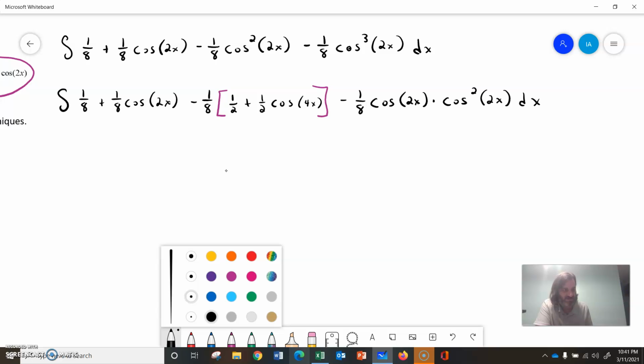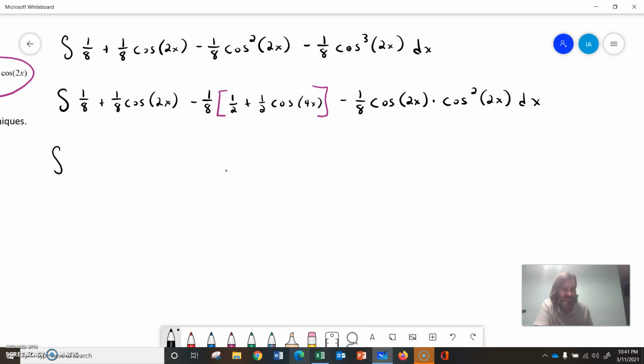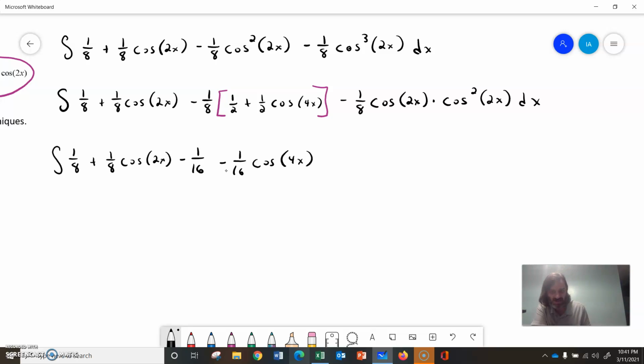Okay, take your time with this. Pause, think. So bringing stuff down, we got 1/8 plus 1/8 cosine of 2x. And then when we distribute this negative 1/8, we'll have minus 1/16 minus 1/16 cosine of 4x. And if you take a look at everything that's here right now, yes, I can combine some things, but I can also integrate all of them. Okay, and then this last part over here, minus 1/8 cosine of 2x.